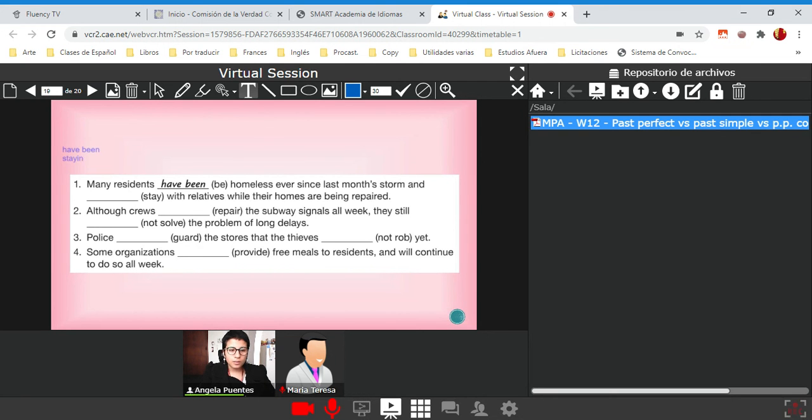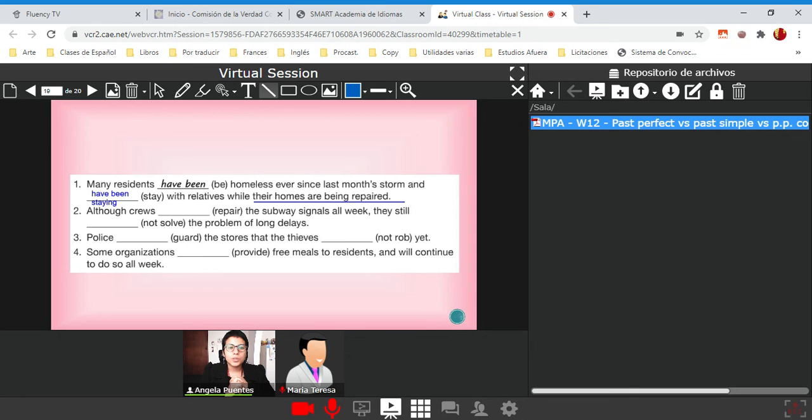Se han estado quedando. Es que yo lo entendí como han estado con sus familiares. Sí. Pero en este caso, como nos estamos enfocando en el while, ¿sí ves? Mientras sus casas se están reparando, we're focusing on the time, estamos enfocándonos en el tiempo. Como mientras se les repara las casas, se han estado quedando. So that is the way that we use it, okay?